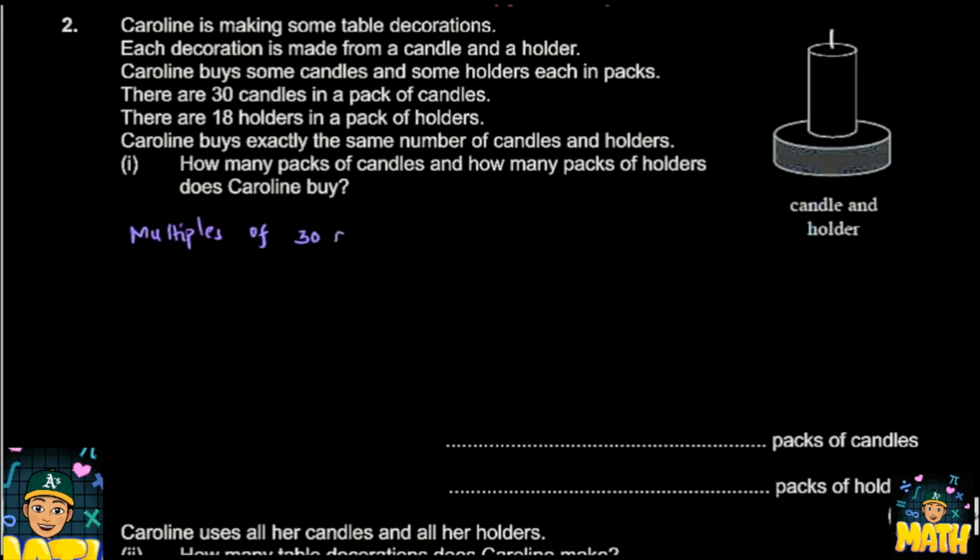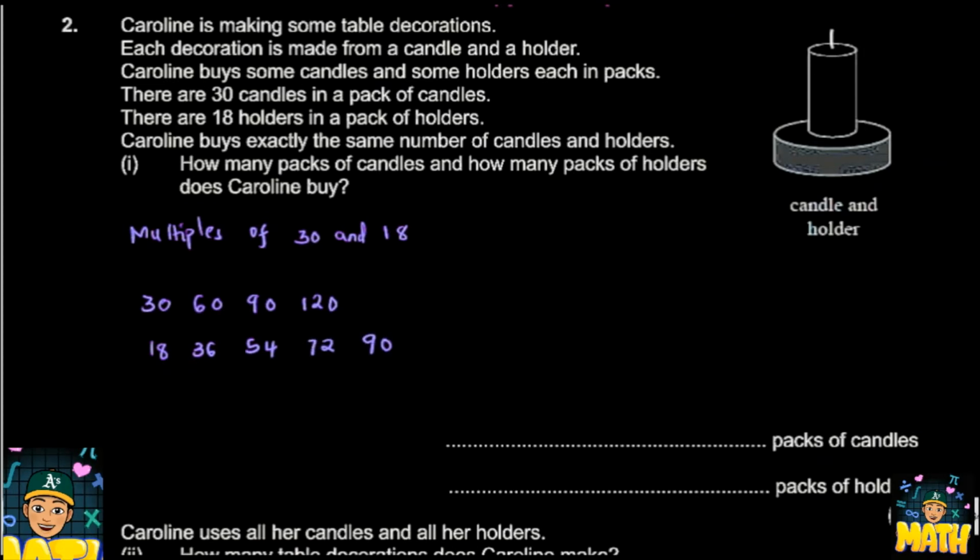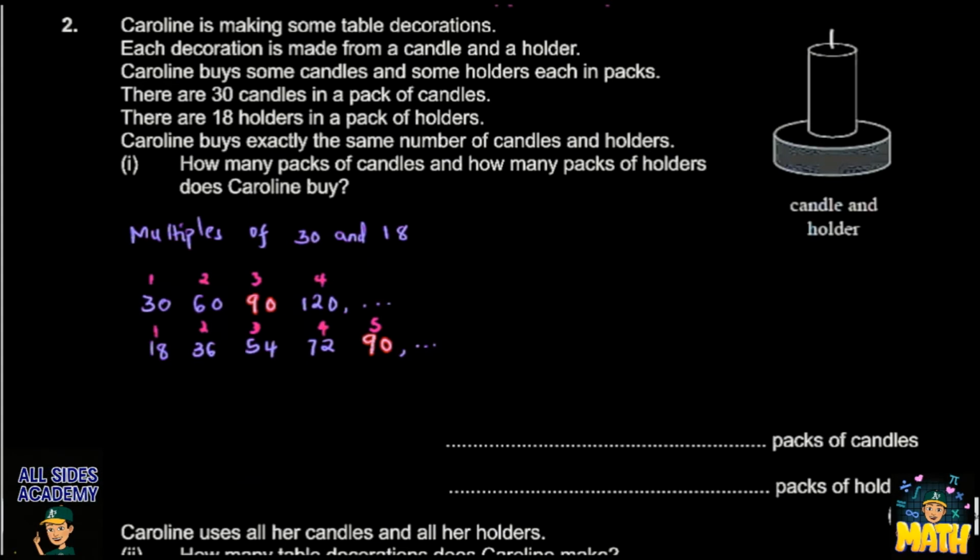So the multiples of 30 and 18, I'll start with multiples of 30: 30, 60, 90, 120, and then I go to the multiples of 18: 18, 36, 54, 72, 90, and then we continue and so on. So already I have a common multiple that tells you that after buying 3 packs of candles and 5 packs of holders, the number of candles and holders will be the same. So in our answer, we will write, we will need 3 packs of candles and 5 packs of holders. So that's what we are required there.